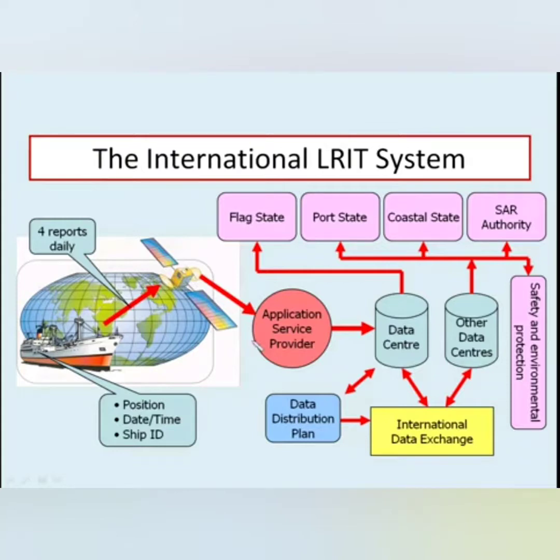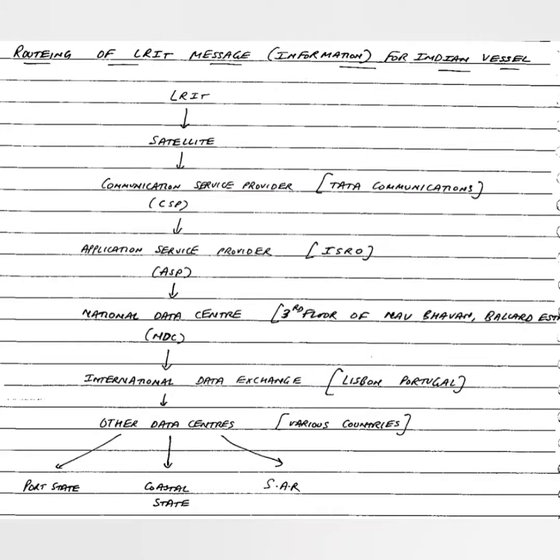For the Indian flagged vessels, this is how the routing works: LRIT to the satellite through the communication service provider, which is Tata Communications in India. Then the application service provider is ISRO, Indian Space Research Organisation. Then from ISRO, it goes to the National Data Center, which is located on the third floor of the Nav Bhavan in Ballard Estate. From the National Data Center, the data is given to the International Data Exchange, which is located in Lisbon, Portugal. And from the International Data Exchange, it is given to the other data centers like Port State, coastal states, and SAR authorities.